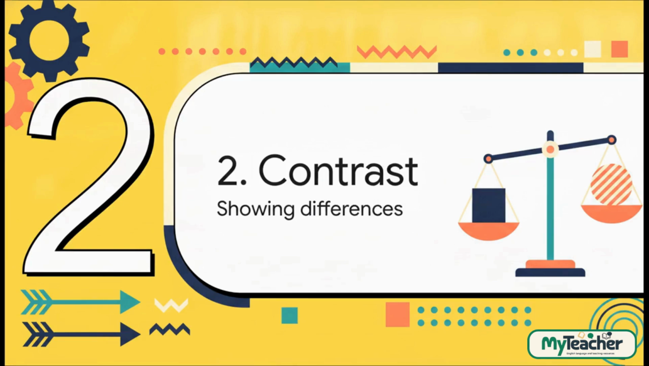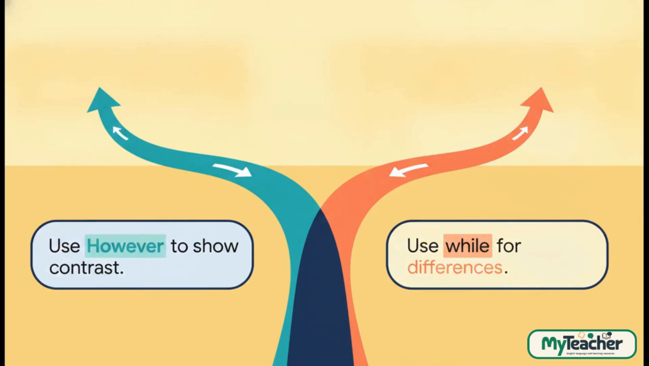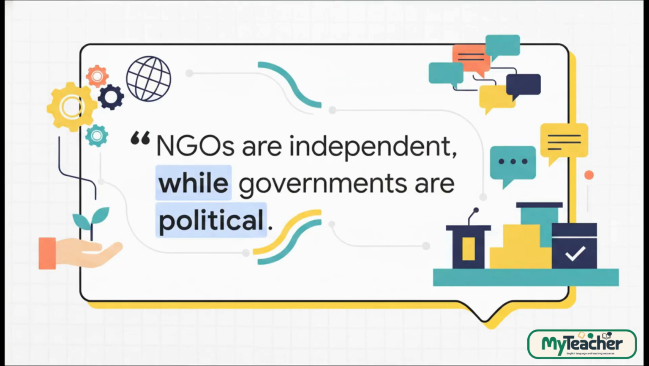Moving on to number 2, contrast. We use contrast words when ideas go in completely different directions, just like two paths going opposite ways. We use words like however and while to show a really clear difference between two ideas. For instance, NGOs are independent, while governments are political. Here, the word while is our connector. It takes two very different ideas and puts them into perfect contrast.